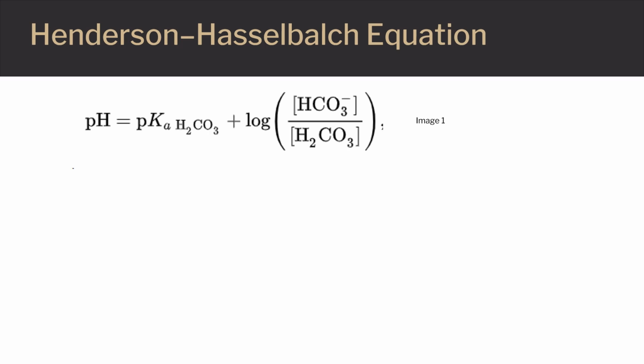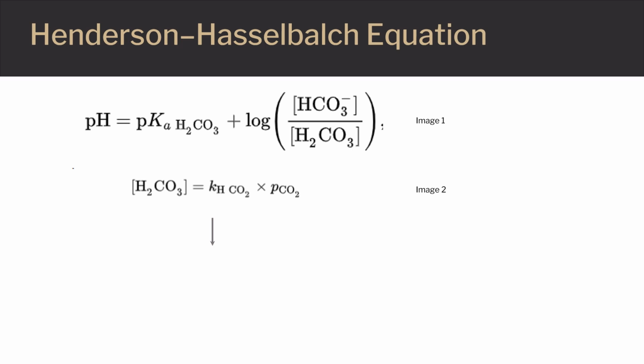The first equation shown in this slide is a modified version of the Henderson-Hasselbalch equation, which can be used to relate the pH of blood to constituents of the bicarbonate buffer system. In this equation, pKa H2CO3 is the negative logarithm of the acid dissociation constant of carbonic acid, and it is equal to 6.1. HCO3 is the concentration of bicarbonate in the blood, and H2CO3 is the concentration of carbonic acid in the blood.